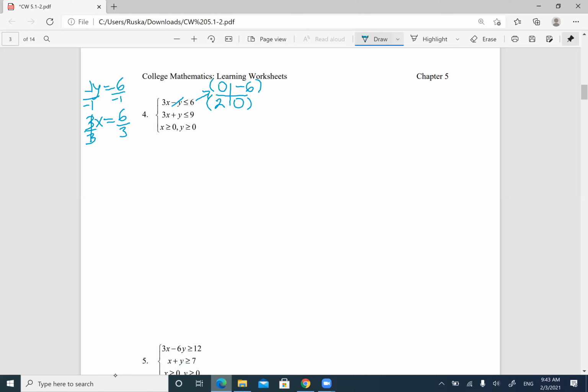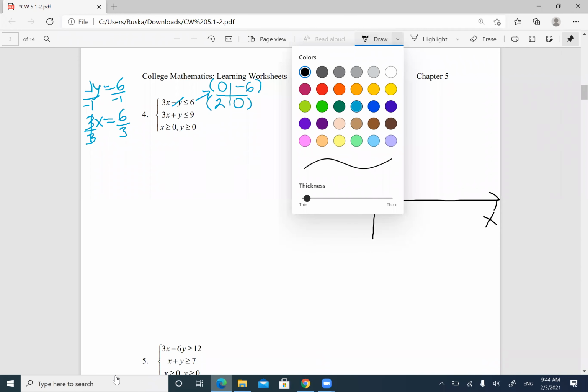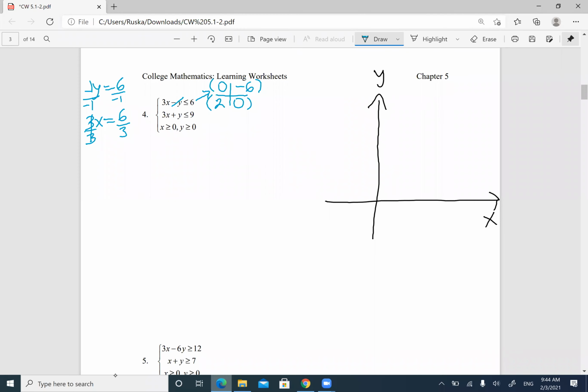So let's go ahead and graph the first one, and then we're going to go to the next one. Looking at my graph, I know it's going to be first quadrant only, so I'm not going to graph too big. X and Y. Looking at my inequality, is it going to be a solid line or dashed line? Solid line. Solid, that's right. So I have to graph a solid line.